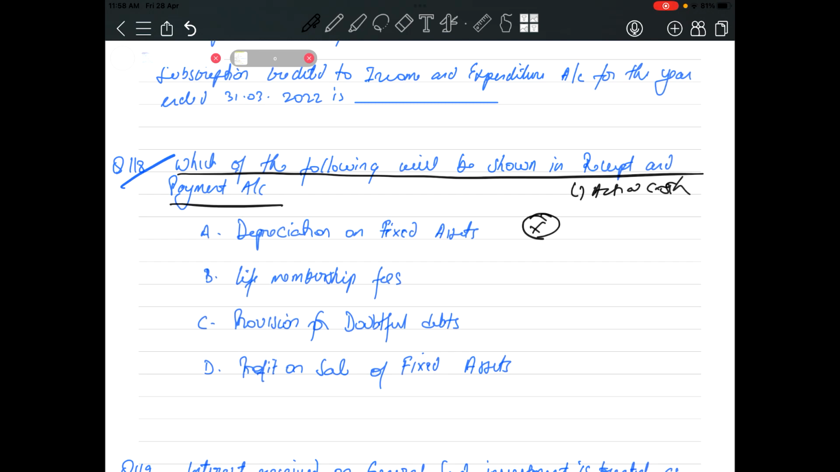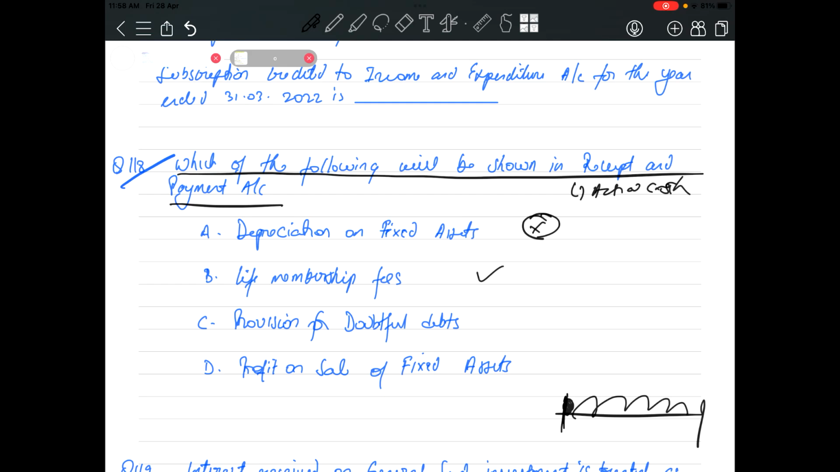Will life membership fee go? Yes, life membership fee will go. What is life membership fee? When a person becomes a member of the organization, for the entire life he will pay membership fee. Life membership fee means he has paid a certain amount for the whole life of the member.